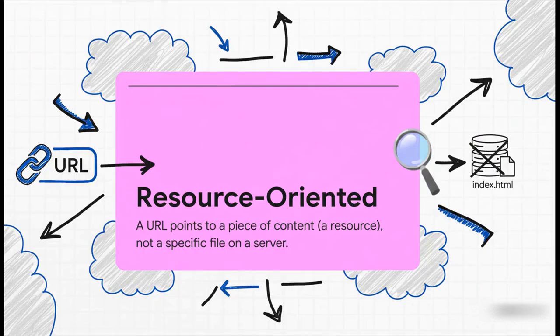Okay, before we go any further, there is one huge idea we need to get straight. It's the core philosophy of Sling, and it's this. Sling is resource-oriented. Now, what does that even mean? Well, think about a normal website. A URL usually points to a file, right? Like aboutus.html. With Sling, that's not how it works. The URL points to a piece of content, a resource. It's a total shift in thinking, and literally everything else we talk about today flows from this one concept.